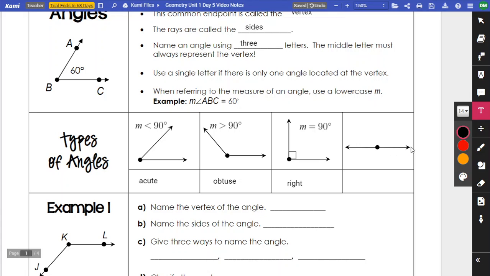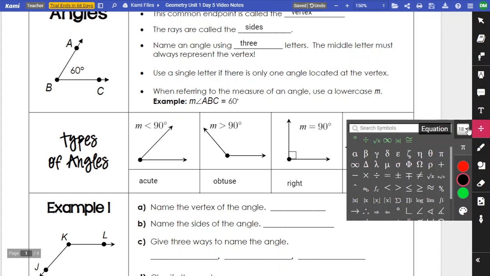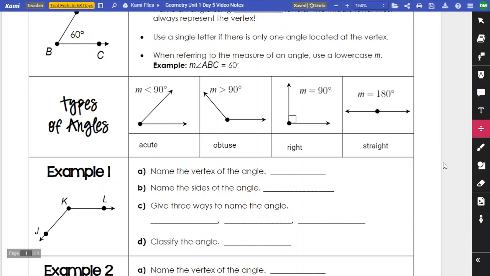And then finally, this last one doesn't look like an angle at all, but technically it is. This is what's known as a straight angle. A straight angle is basically two right angles together, so it is always going to be 180 degrees. Straight angles become very important when we start trying to figure out missing angles and that sort of thing, because anytime we see a straight line, we know that the angle is 180 degrees.